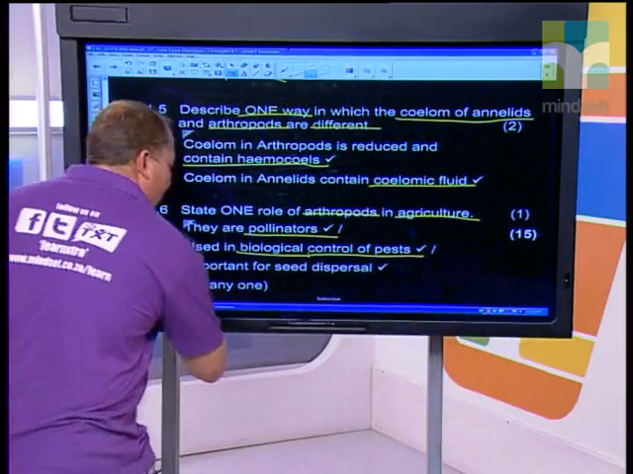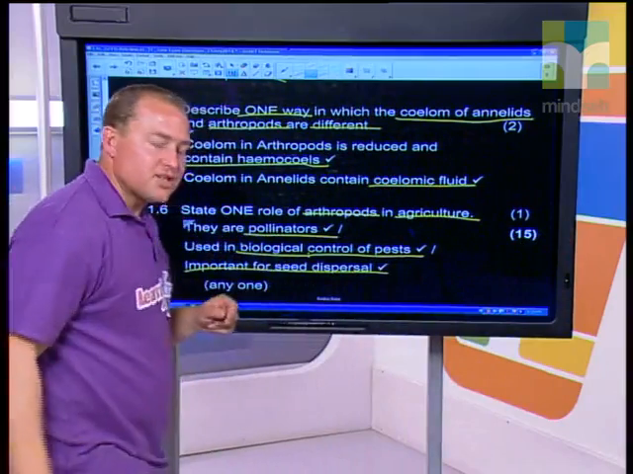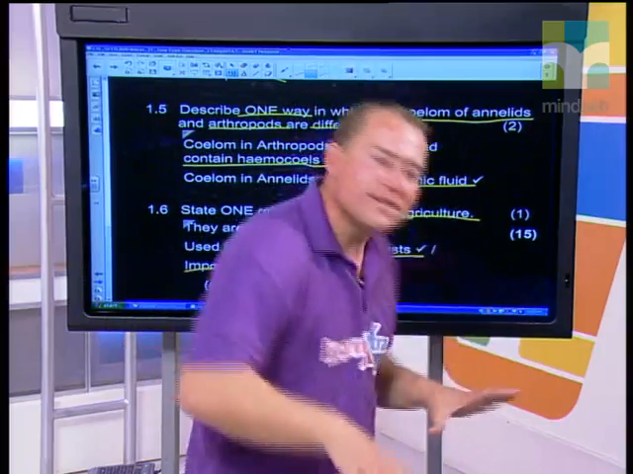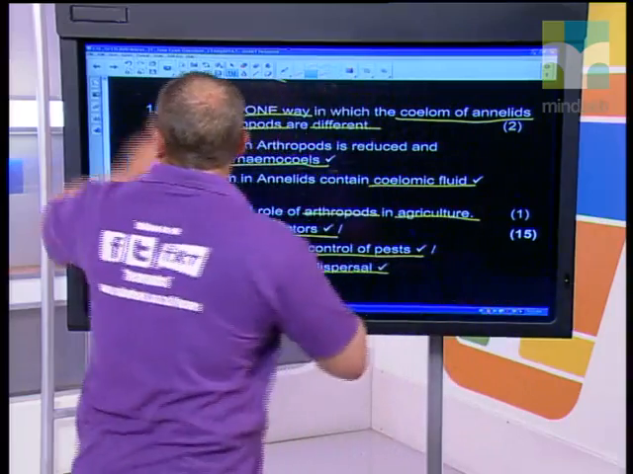Next one, seed dispersal. Right? It moves things from one side to the other. If you don't believe me, look at an ant. Ant picks up something, takes it underground, and a new one grows. So it does move things around. They're very important. There's lots of other things that we can use. I just thought I'd use 3 to give to you. Right, now, next one.